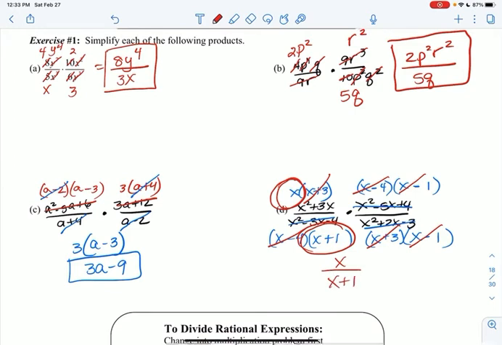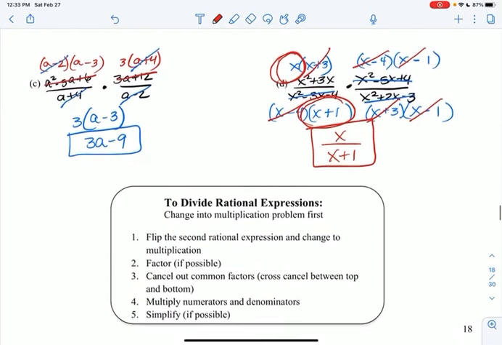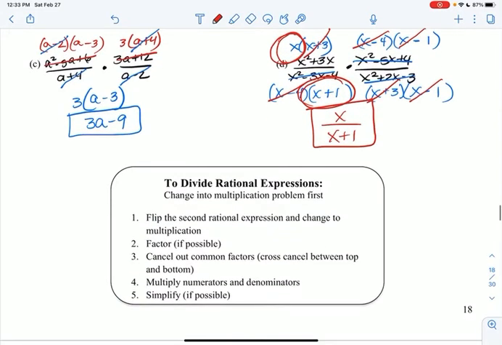You cannot cancel those x's because that denominator is a binomial. That 1 is sort of attached to it. Okay, you cannot cancel it. That's my answer. All right, and then we're just going to try some dividing ones.